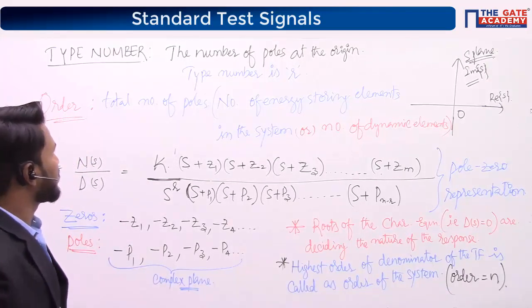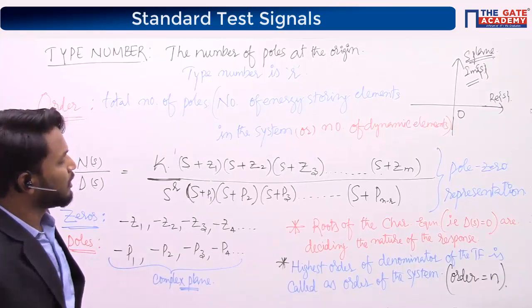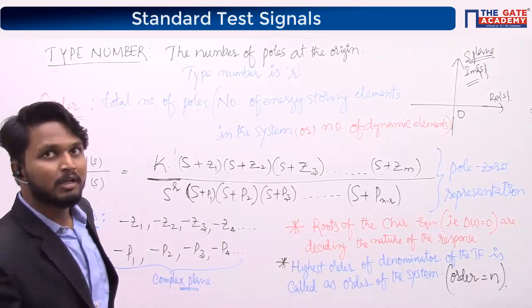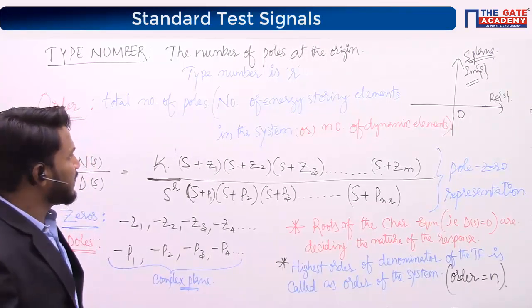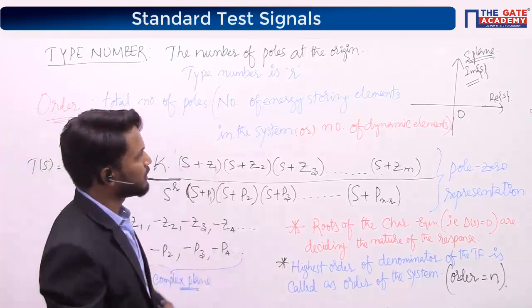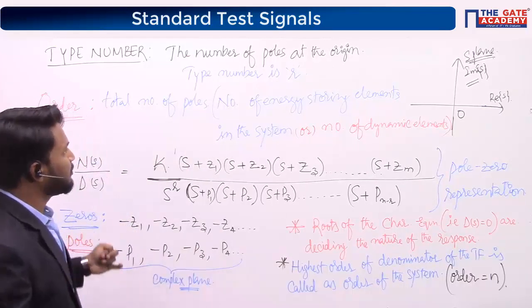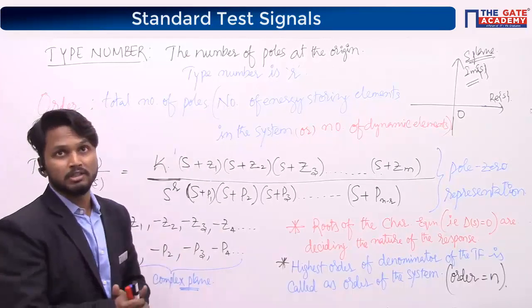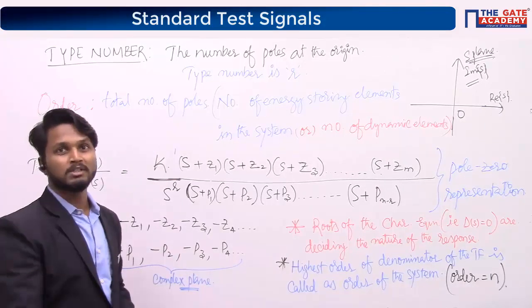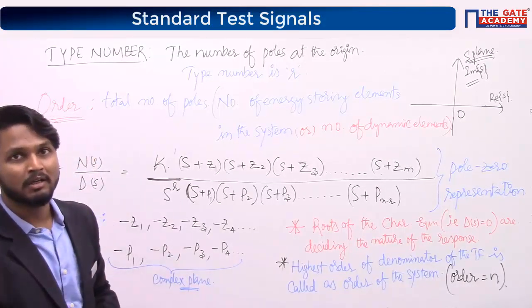Therefore, what is order? Order is the total number of poles of any system, right? So what does order indicate? Order indicates the number of energy storing elements. What about type? Type is the number of poles at origin, right? The number of poles lying at origin is called the type.